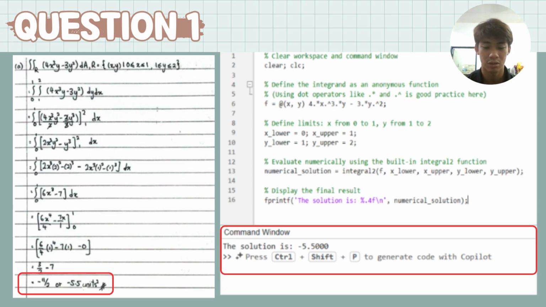So as shown in the command window output, the script successfully calculates the exact same solution of minus 5.5, proving that our manual math and our code match perfectly.